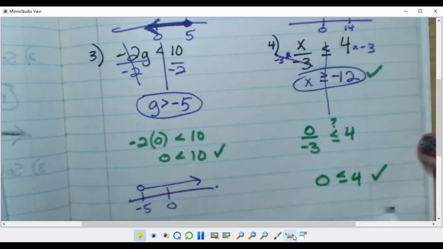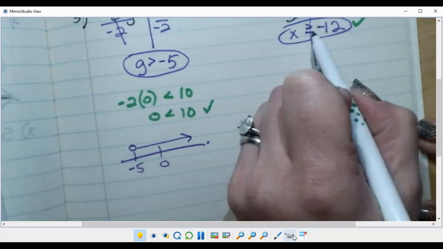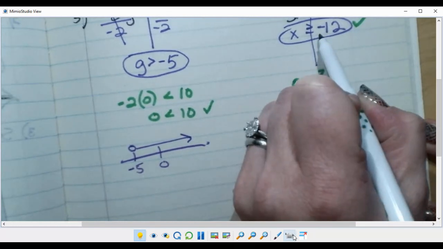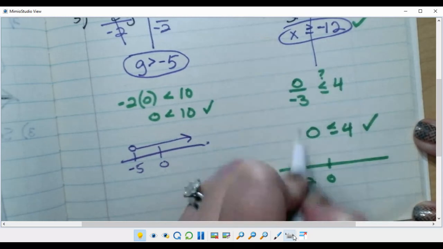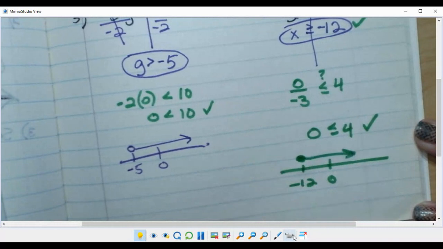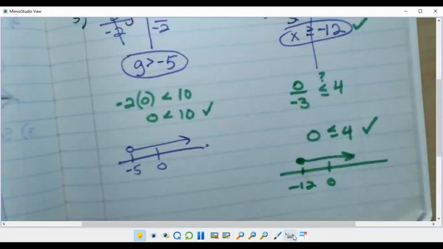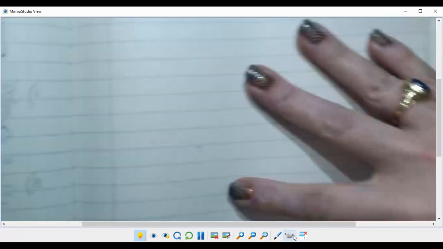And if I wanted to show a picture of all the possibilities, there's 0, and I'm going back to my answer here. -12, solid circle, because it could equal it, and I want all the things larger than -12. Now, I want to show one more. I'm not going to go through and do the whole problem, but I want to show you one more situation.